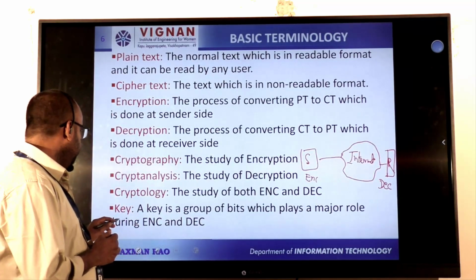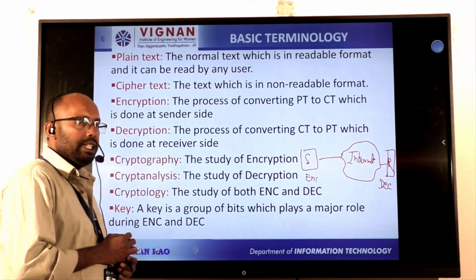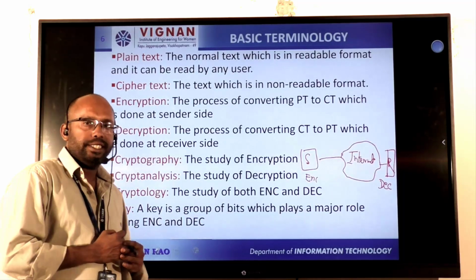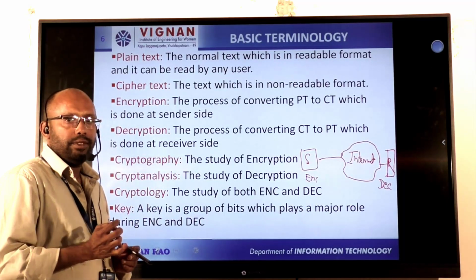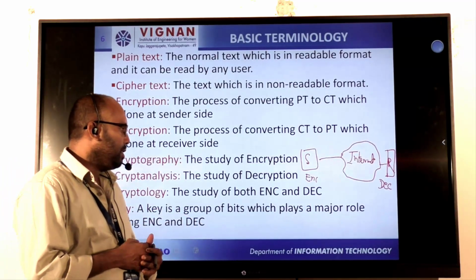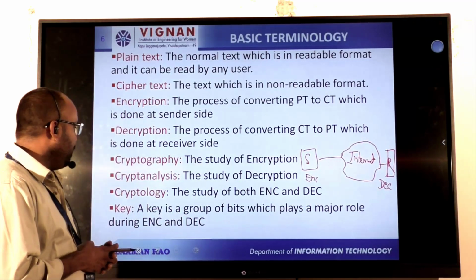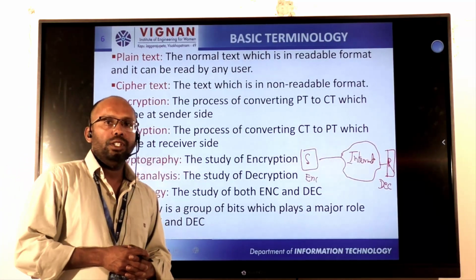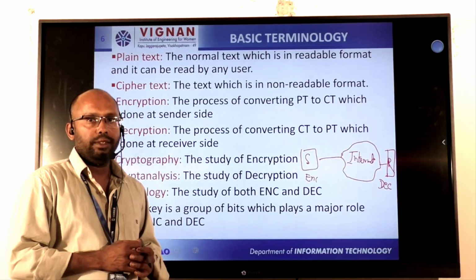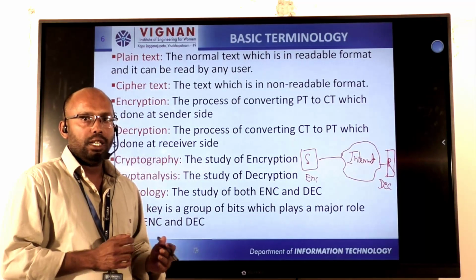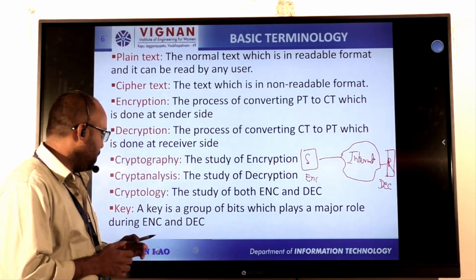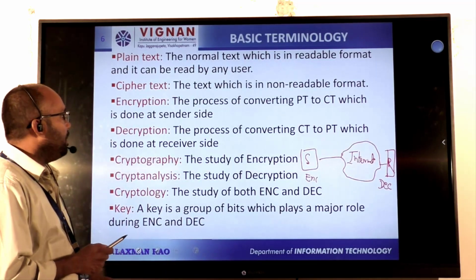Coming to the key, a key plays a vital role. It unlocks the data at the receiver side as well as the sender side. A key is a group of bits which plays a major role during encryption and decryption. Without this key, the sender or receiver cannot understand what exactly the data is that is being sent or received. So these are the basic definitions.